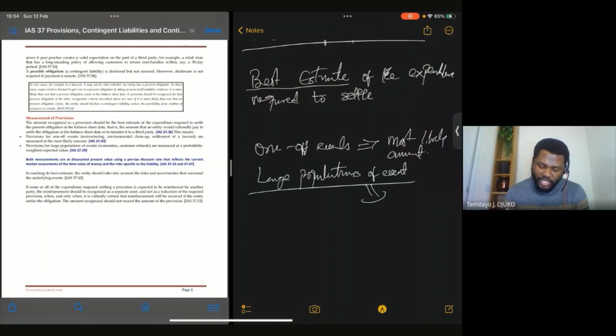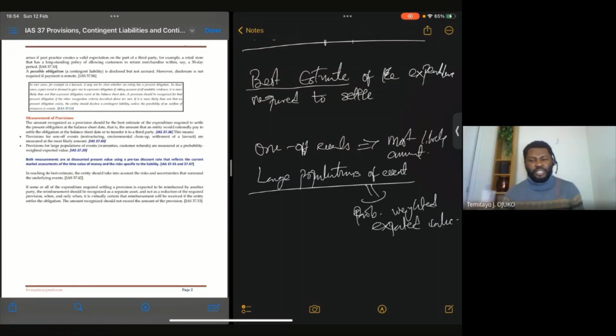So this is always based on probability weighted expected value. It is very, very important that you know to use the probability weight. Why the one-off is the most likely amount? It's as simple as that. Now, these are very important because we have different scenarios in a likely question on provision.